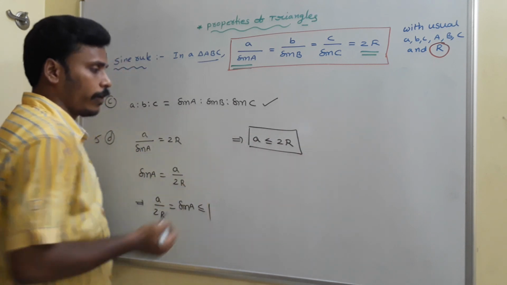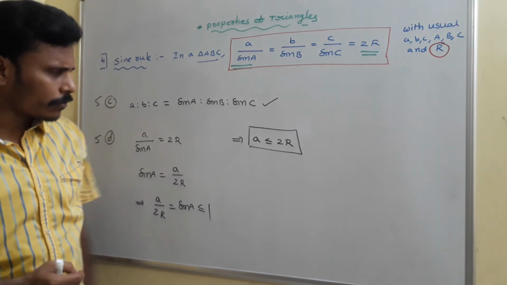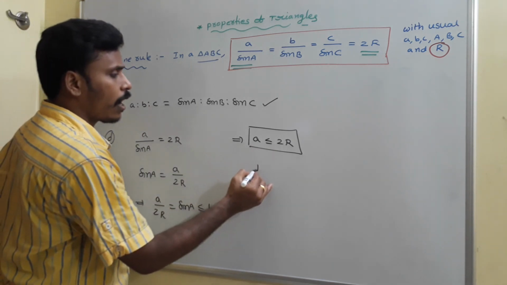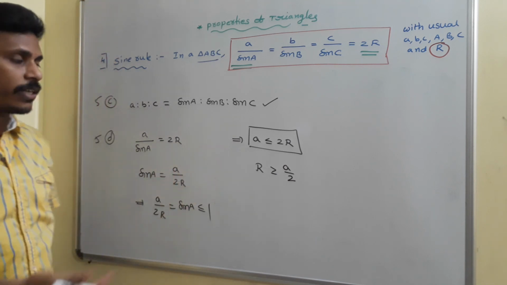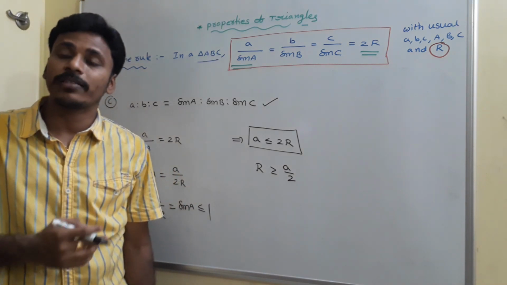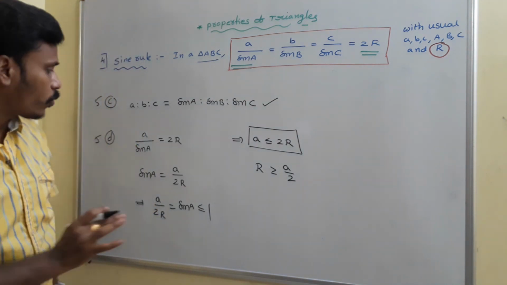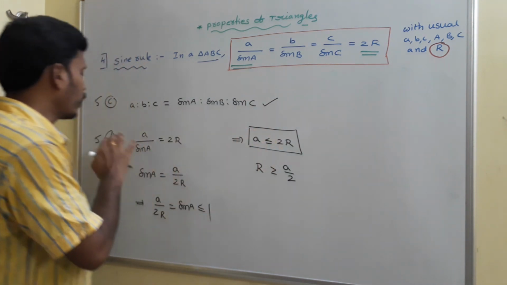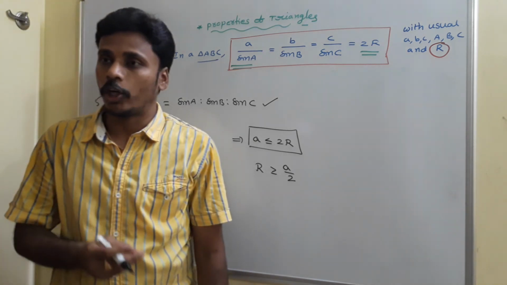That's what you need to identify: a less than or equal to 2r. Or otherwise you may write it like this: R is greater than or equal to a by 2. It happens for every side. The circumradius is always greater than or equal to half of all the sides of the triangle. This is one more observation from that sine rule. Okay, 5C and 5D, all these are some simple observations related to the sine rule.